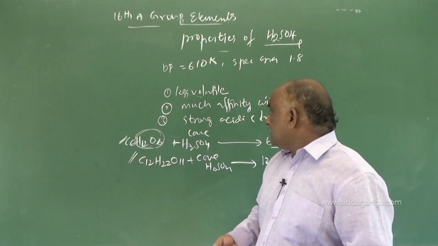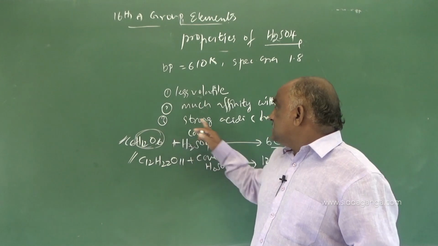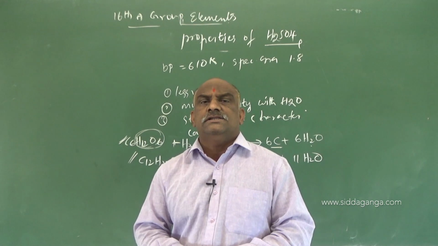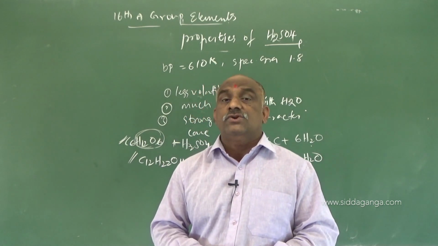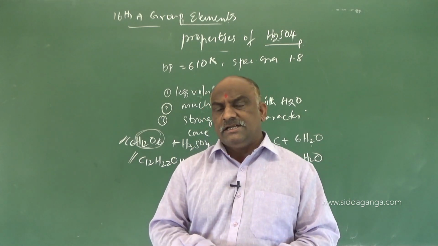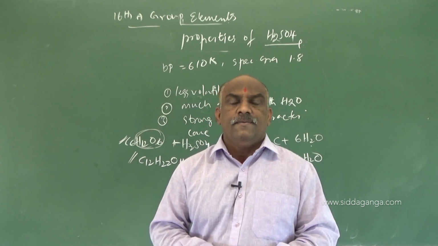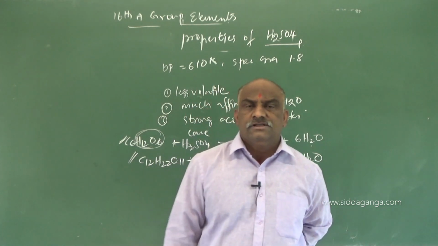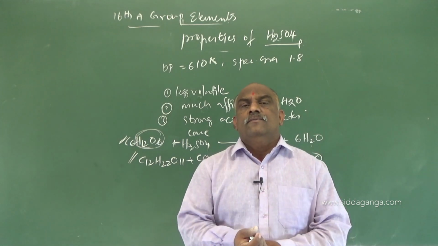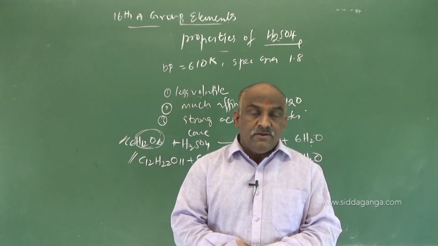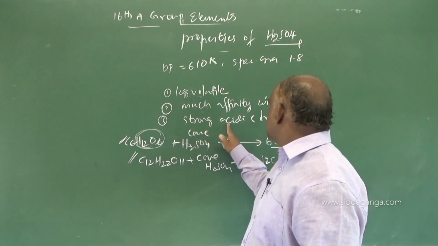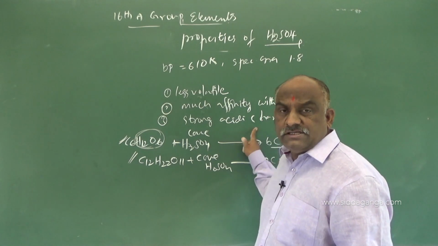And the third one is strong acidic character. Sulfuric acid is a strong acid, because acidic strength or basic strength can be expressed in the form of Ka. Ka means acid dissociation constant. Kb is base dissociation constant. More Ka value, strong acid. Less Ka value, weak acid. So here sulfuric acid has a strong acidic character.